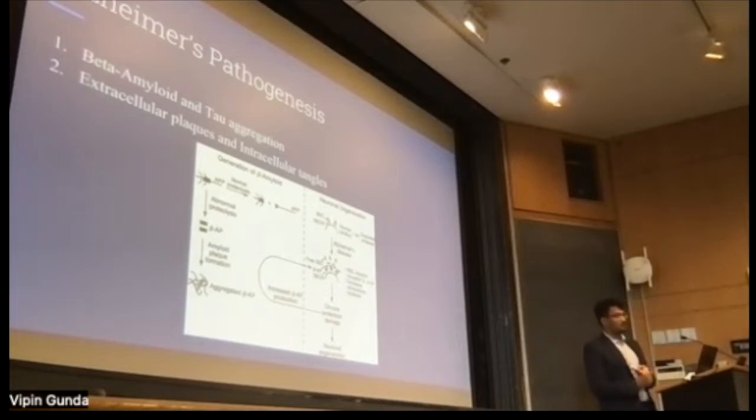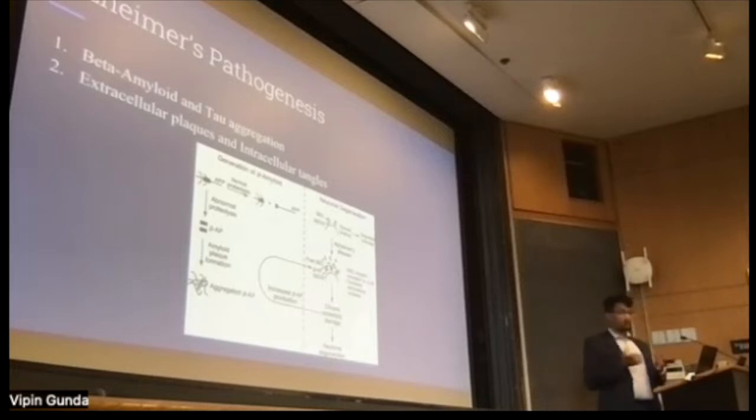Now, beta amyloid and tau are both proteins that are found in everybody. Beta amyloid is implicated in cellular signaling. Tau is implicated in motor transport within cells. And we all have normal concentrations of these two proteins. But in the case of Alzheimer's disease, both of these proteins start aggregating, and their aggregation causes signaling pathways to get disrupted and leads to the death of neurons.